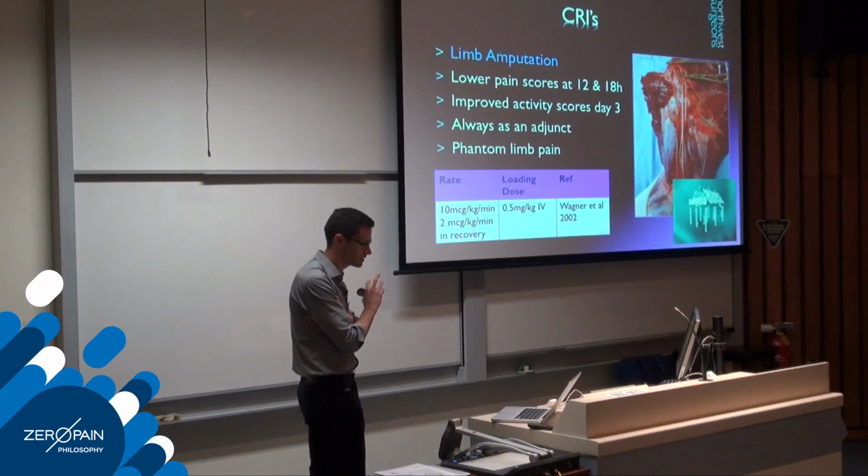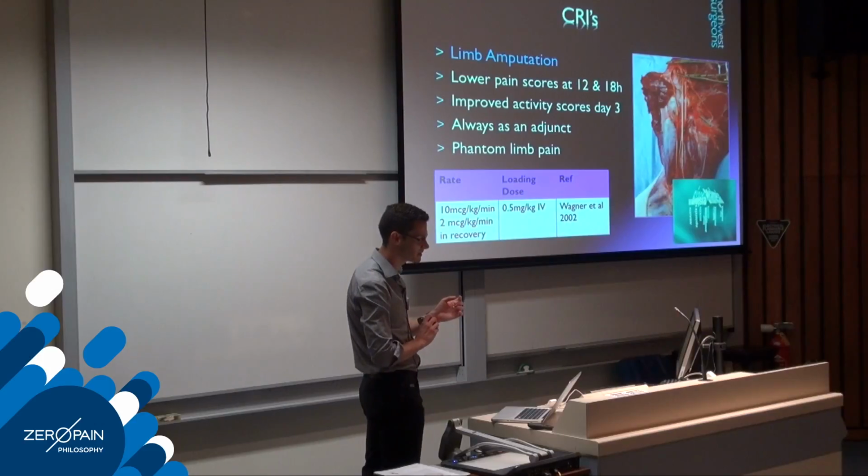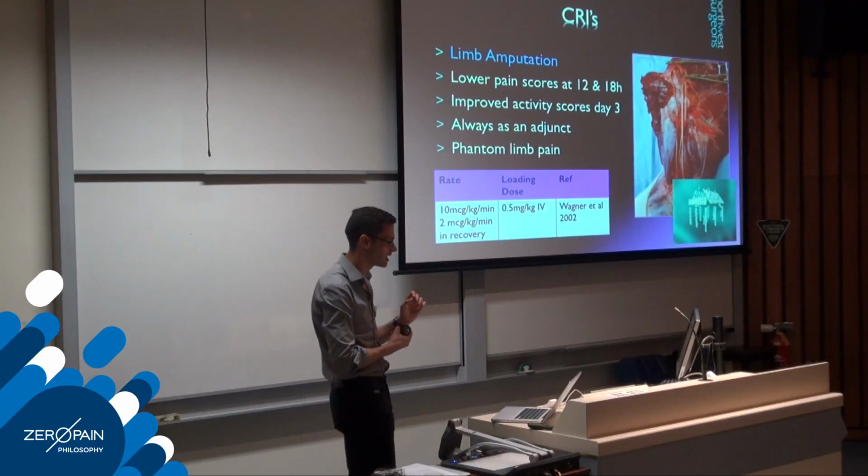And in this study looking at limb amputations, it was a small study, and they did comment they didn't have enough numbers to show statistical power, but they did document lower pain scores at the 12 and the 18-hour time point in the dogs that had a ketamine CRI added to their morphine, and improved activity scores on day 3 in those patients. So I would always say use it as an adjunct, so always use it with opioids.